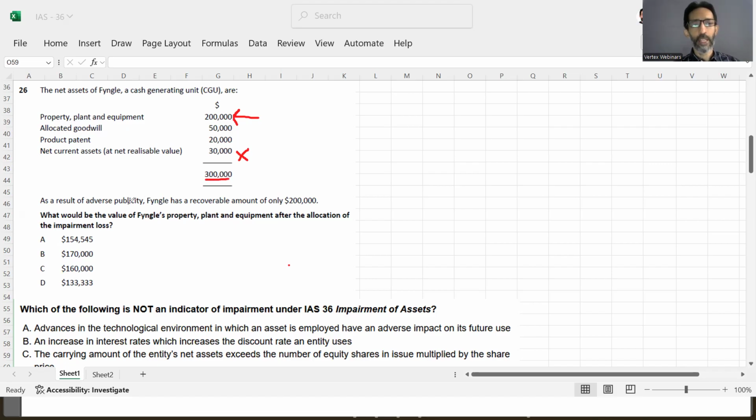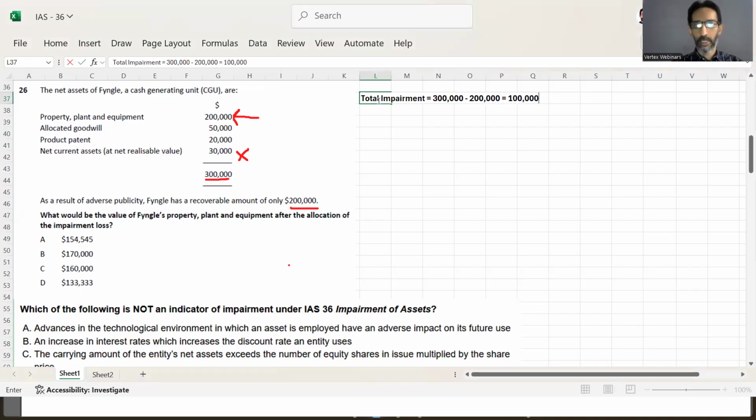But as a result of adverse publicity, Fingal has a recoverable amount of only 200,000. So there is an impairment of 100,000. And we know that the whole of the goodwill is consumed by the impairment. So first of all, let's calculate the total impairment. 300,000 is the carrying amount less the recoverable amount, which is 200,000. So we arrive at the figure of 100,000. That is the total impairment.